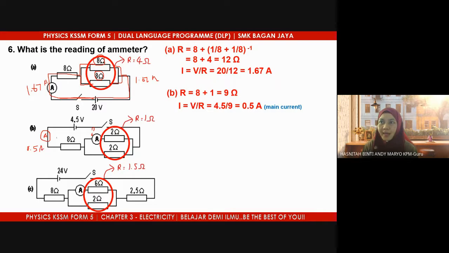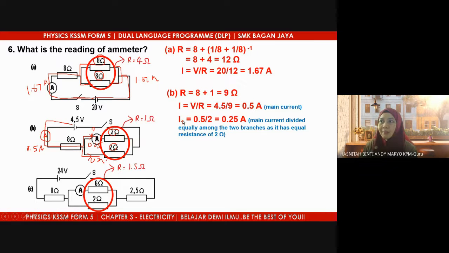So later, students, this 0.5 will flow through the 8-ohm resistor and this 0.5 will be divided at this junction. Divided equally or unequally? Now they are identical, right? So divided equally, which means from 0.5, half will go to the top branch, another half goes to the lower branch. If you divide by two, here is 0.25. Above also 0.25. So this ammeter will be 0.25.